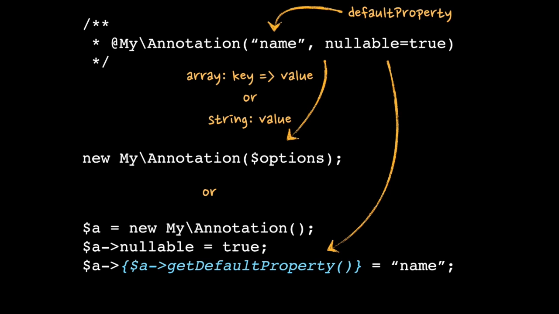So basically, it does either constructor injection, or it can do injection through setters, where it'll say, okay, set the value of this property, and it will ask you for the property name, which is the get default property method. So in order to be compliant with how these things are built, there's a few interfaces of Doctrine that you need to implement.